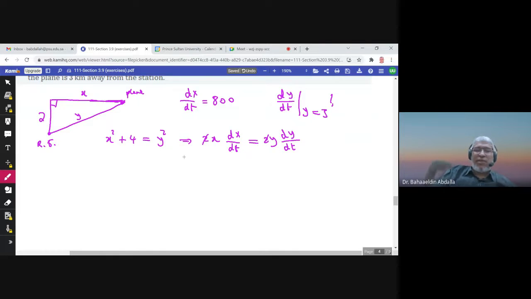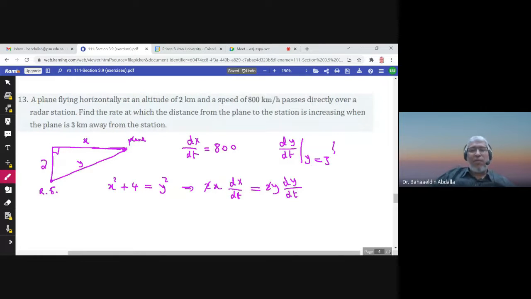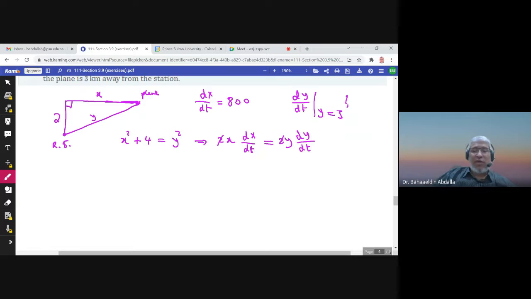Now what is x? X is not given, but y is given. Y is 3. And dy by dt is unknown. Dx by dt is 800. So we have to find x. We cannot work without finding x. So how to find x? Well, when y is 3 and the height, the altitude is always 2, I can find x using Pythagorean theorem.